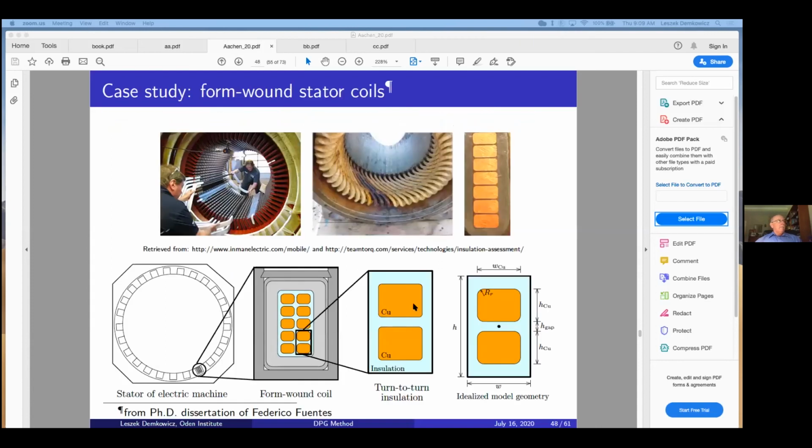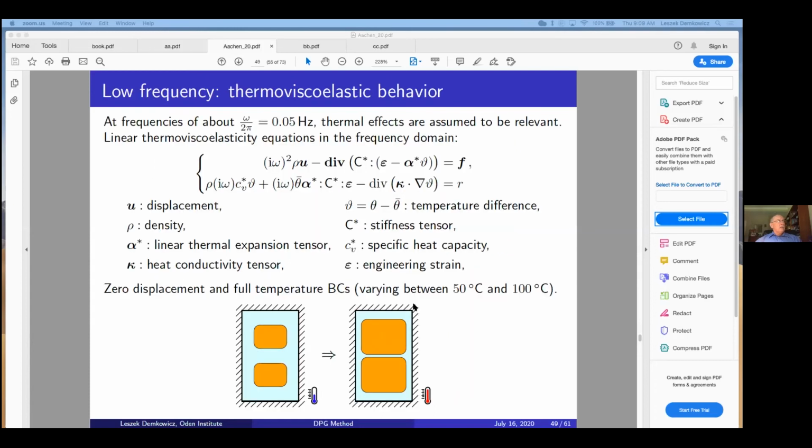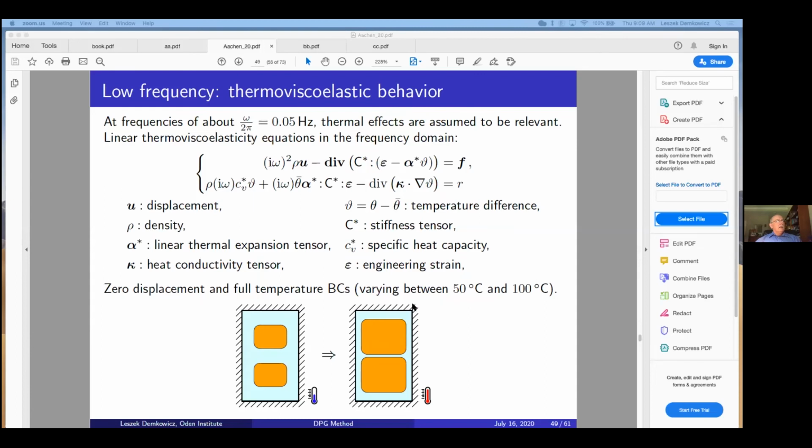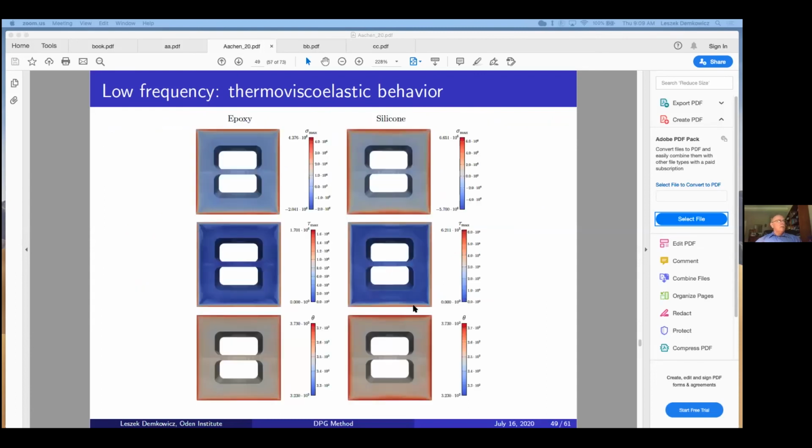So then we come to the actual study, and we study a few loading regimes. The first one corresponds to the low frequency, where the load comes from the temperature. We look at two materials, epoxy and silicone. This is the kind of pictures you're getting from our code, stress distribution.